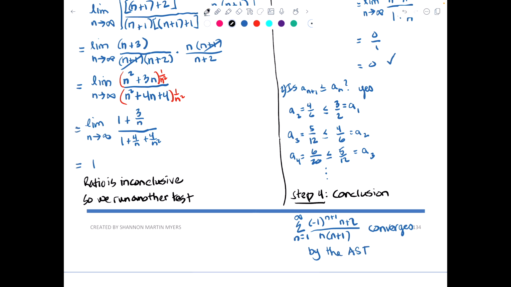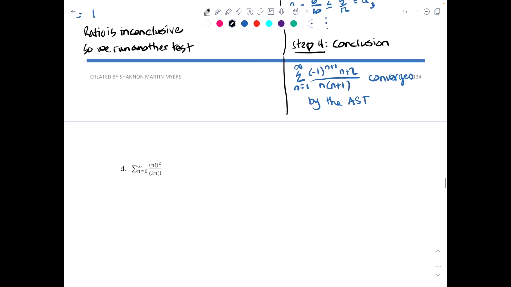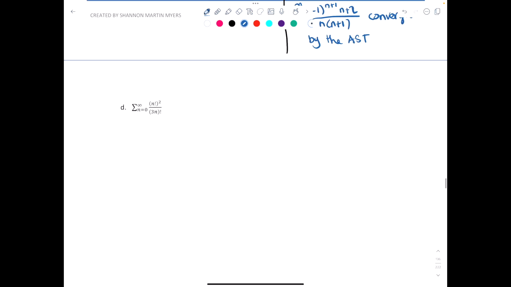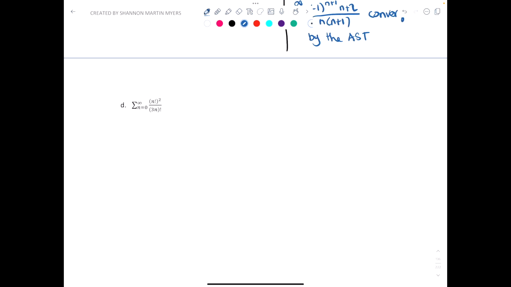Cool, cool? All right, excellent. So now we'll do one more of these. I think just one more. Yep, and then we'll go to the root test. So here we go.